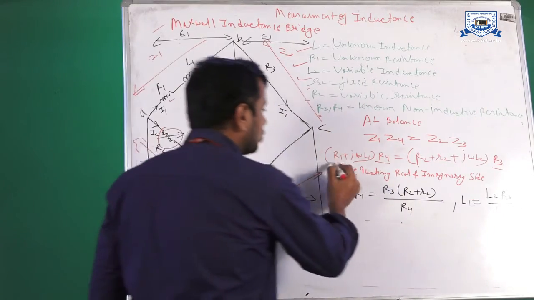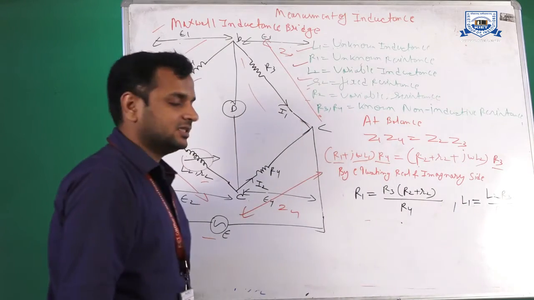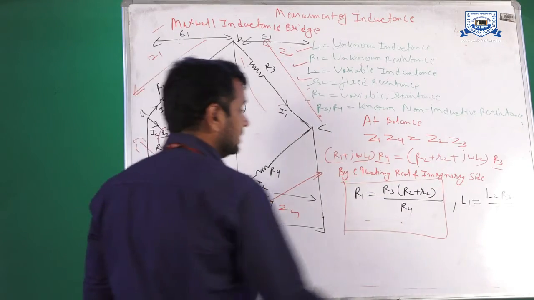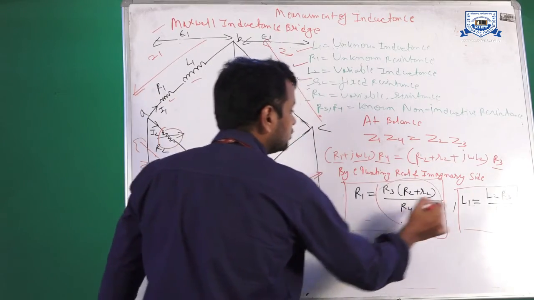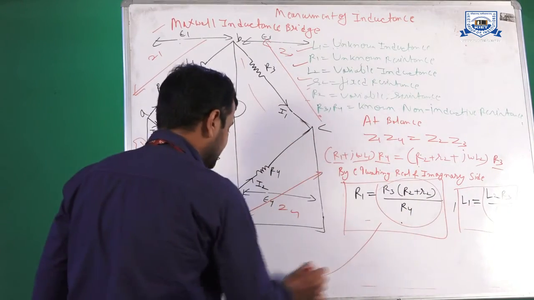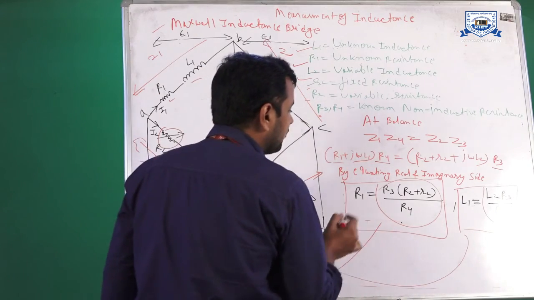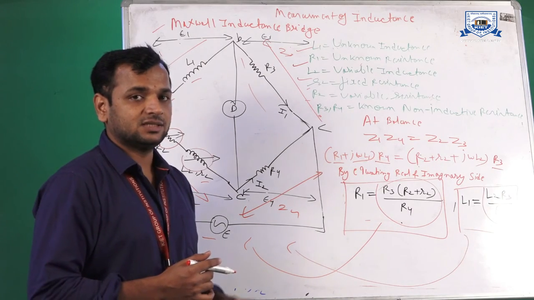By solving this equation and equating the real and imaginary parts, we will get the values of the unknown resistance and the unknown inductance in terms of the values which are known to us, as we can see from this bridge circuitry. So in this way we can find the value of the unknown inductance and the unknown resistance. Thank you.